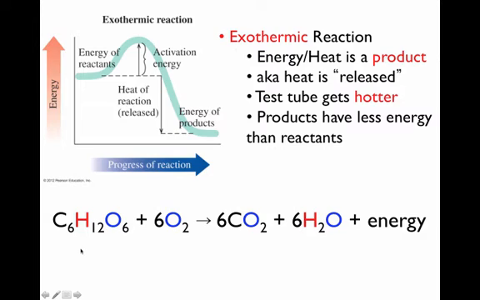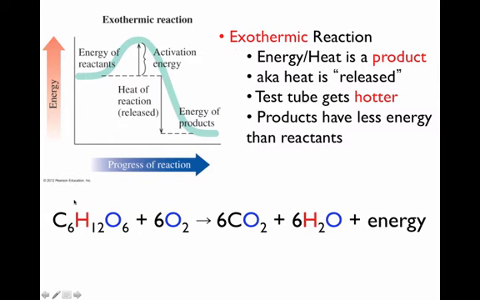An example of an exothermic reaction is one of the ones that we talked about in the previous section. This is sugar. You can think of it as glucose plus oxygen can make carbon dioxide and water. And it will also make some energy. Because energy is on the right side of the arrow, energy is a product. And you can see over here, energy or heat is a product when you have an exothermic reaction. Exo basically means outside and thermic means heat. So heat is released to the outside world. Heat or energy is produced.